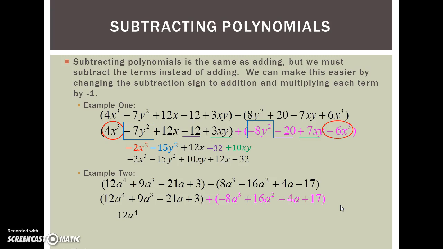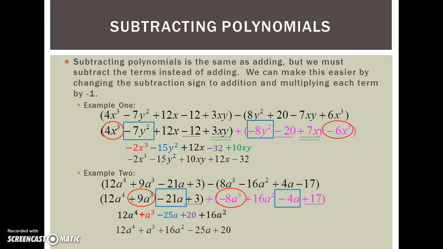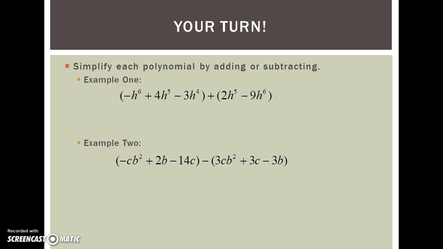Combining like terms, 12a to the fourth combines with nothing. Positive 9 and negative 8 gives me a positive 1a to the third. Negative 21 and negative 4 gives me a negative 25a. Positive 3 and positive 17 gives me a positive 20. And when we put it in descending order, plus the 16a squared, I almost forgot, we get 12a to the fourth plus a to the third plus 16a squared minus 25a plus 20.